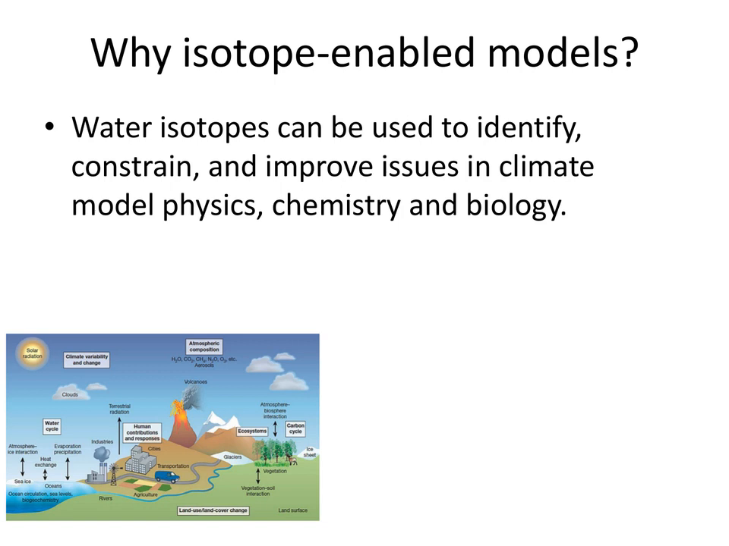I think of two major drivers for this. First one is that, with modern observations, water isotopes can really be used to identify, constrain, and improve, I vaguely label them as issues in climate model processes. Really think of that as ways to constrain parameterizations or the dynamics or the variability in climate models, right?